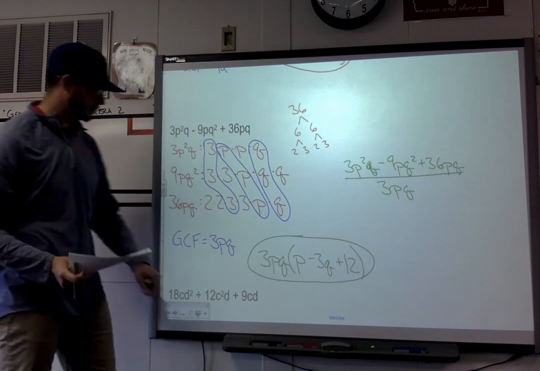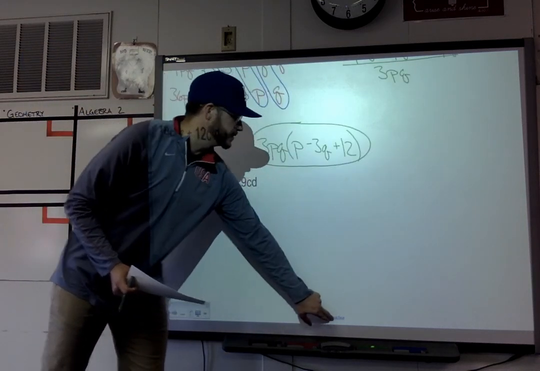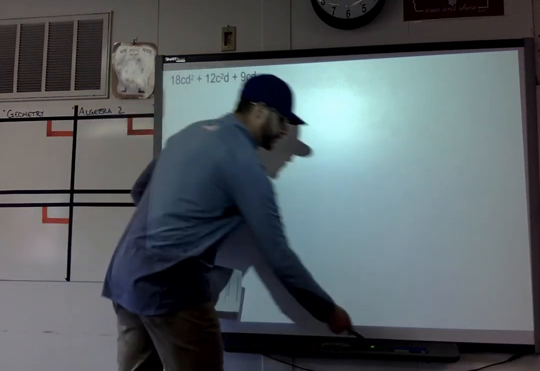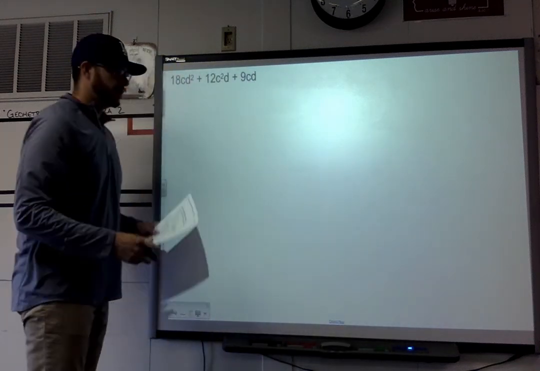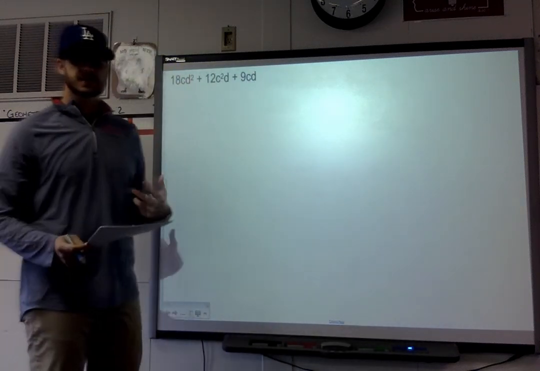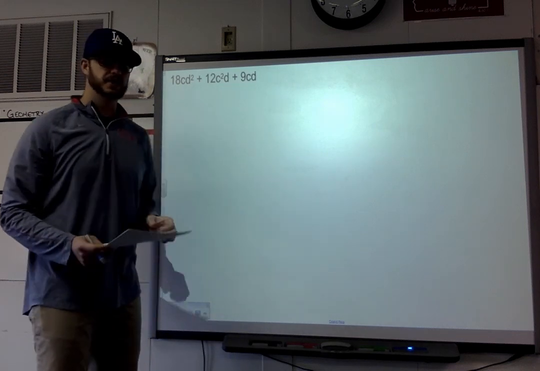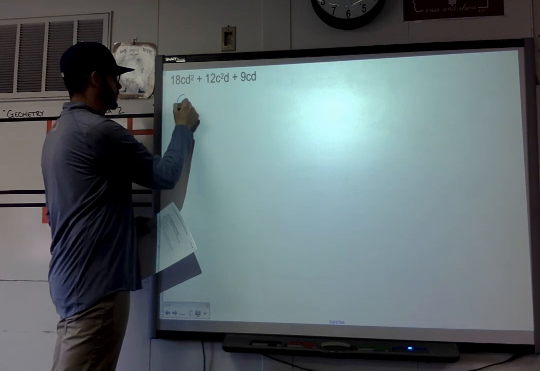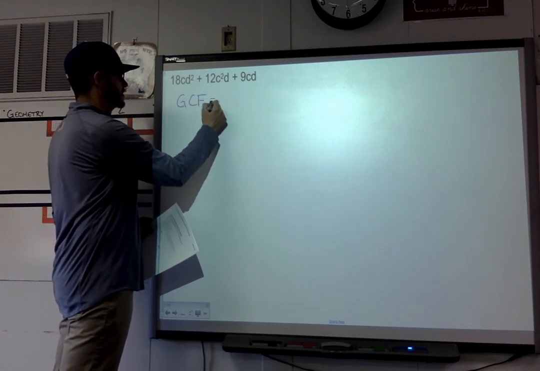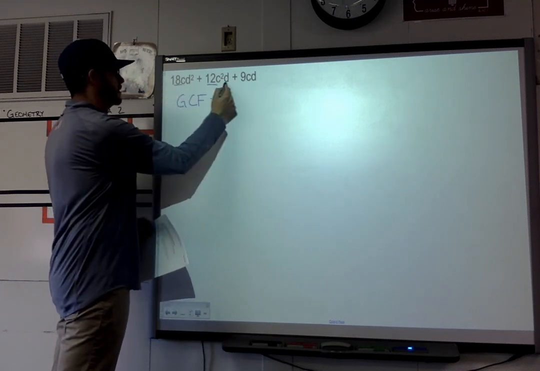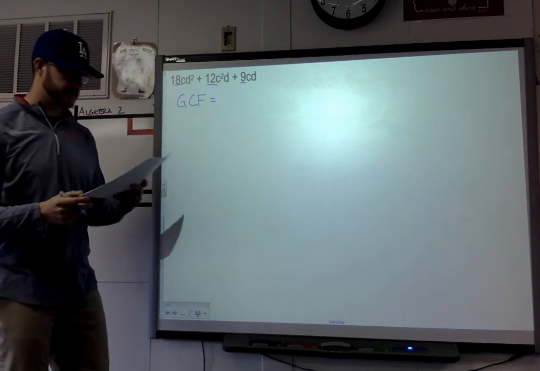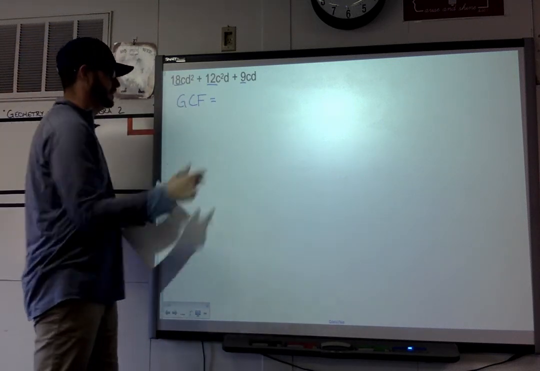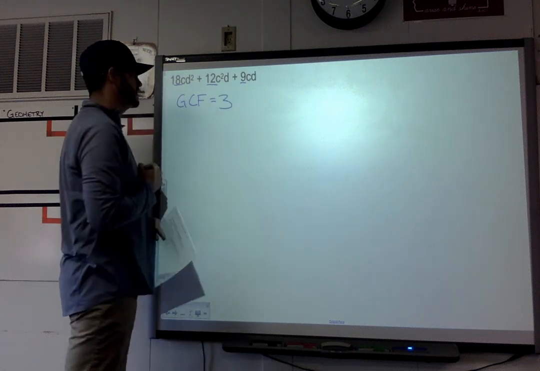Now I'm going to do one more of these, and I'm going to do this one with a little bit shorter method. Instead of writing it all out, if you remember back to Tuesday's lesson, I kind of showed you how to do that shorter method in order to find the greatest common factor. So the greatest common factor of these would be the largest number that goes into 9, 12, and 18, which in this case would be 3.